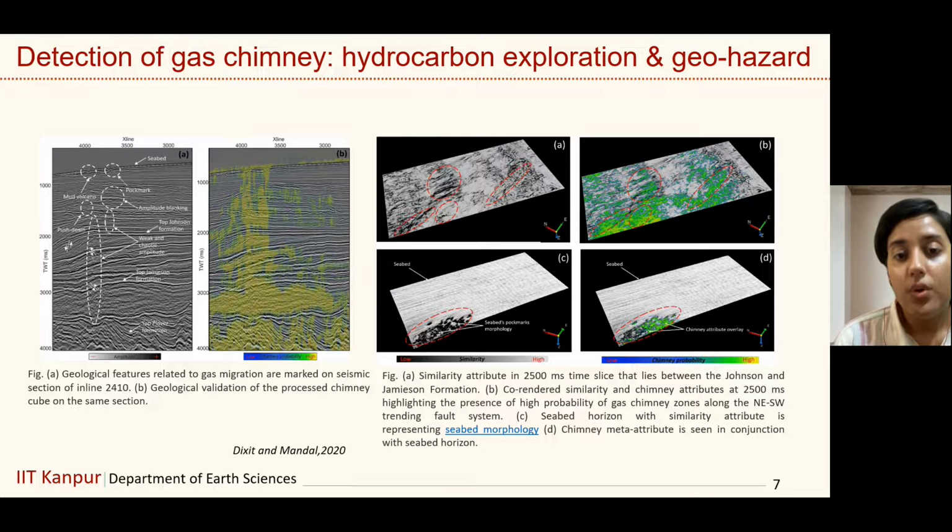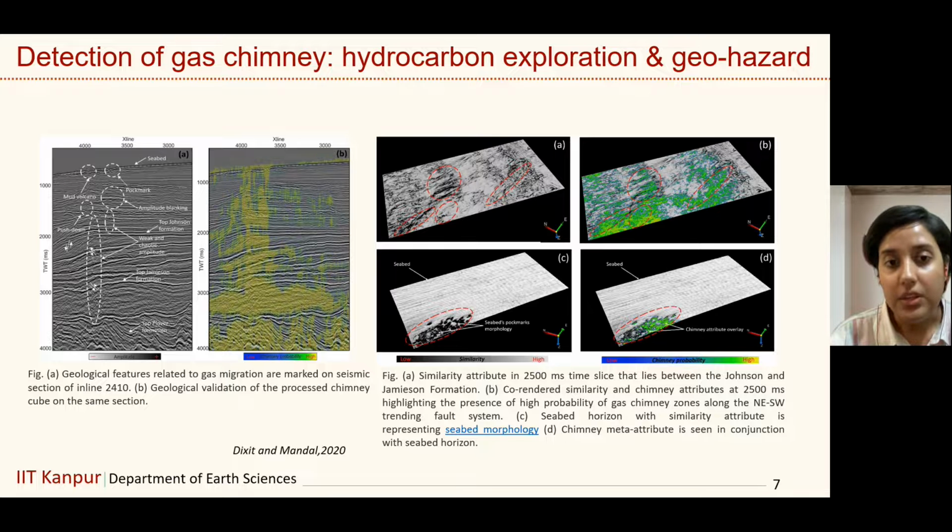So when we co-render our computed gas chimney, it perfectly matches with the existing fault network, which shows that the present fault in that area acts as a conduit for gas to migrate, because for migration they need some channel or some pathway. So here the fault network present in that area acts as a flow channel.